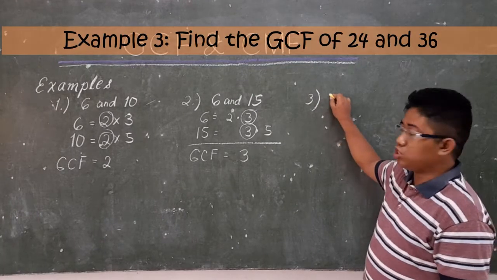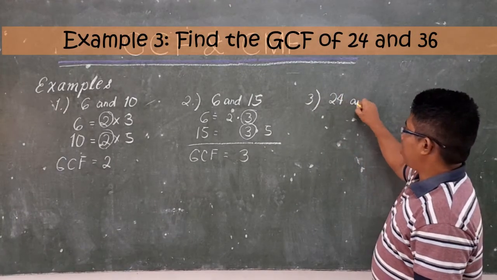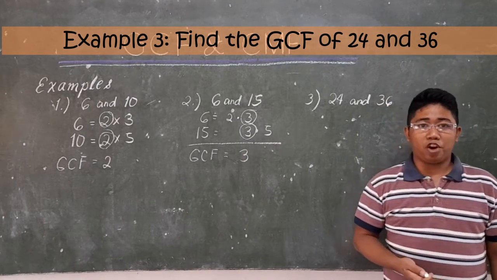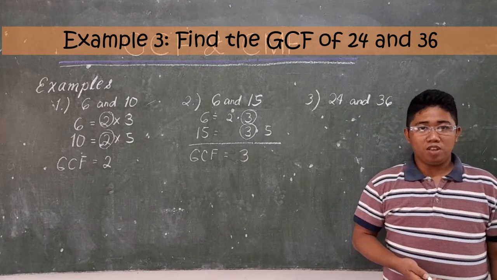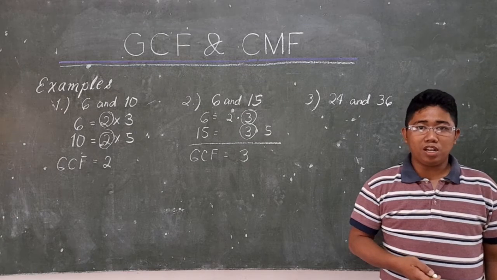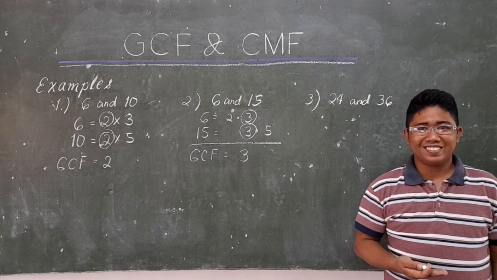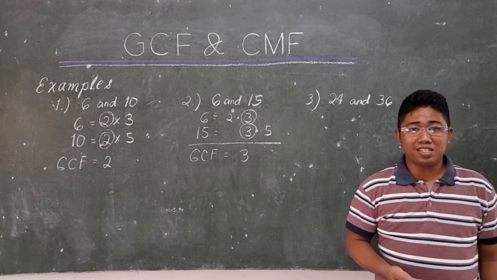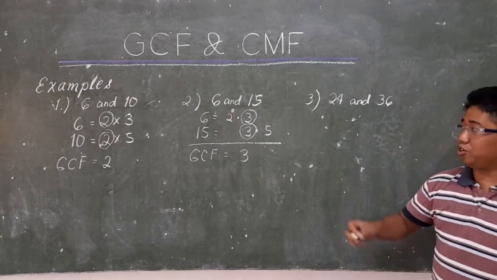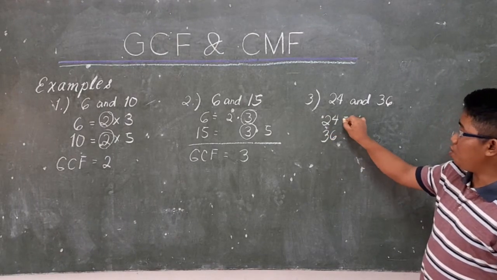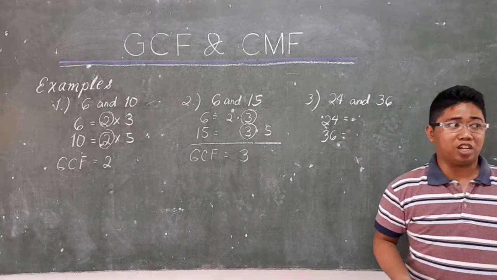We have 24 and 36. So we have the same procedure or process here. Do you have any idea how you will express the factor forms of two numbers? Yes, I have already discussed it. So same procedure it is. We have to rewrite the numbers here, then we will express them into prime factorization.